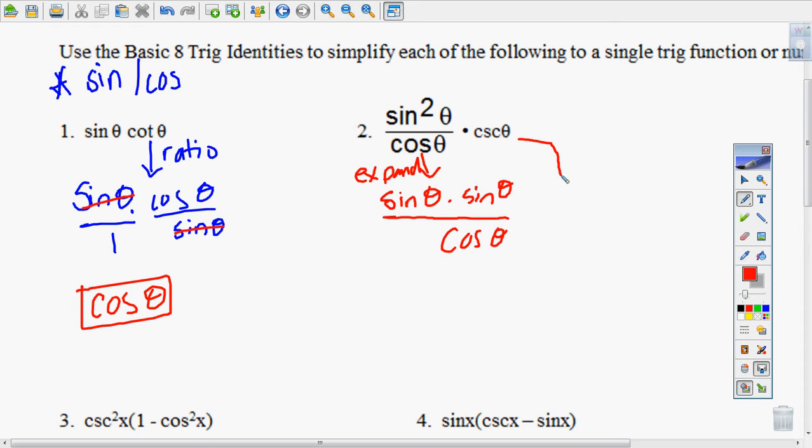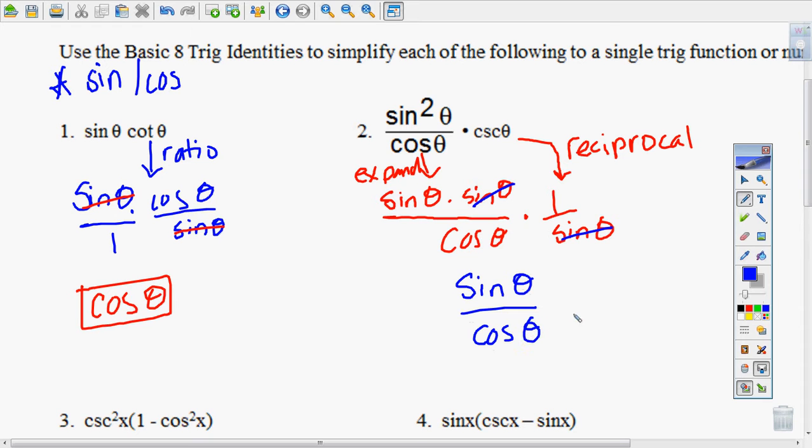Now, how can I go from cosecant theta to either sine or cosine? 1 over sine. It's a reciprocal, right? So this is going to become 1 over sine theta. Do all the sines cancel out? Not all, just one. So one of the sines cancels, and I'm left with sine over cosine.